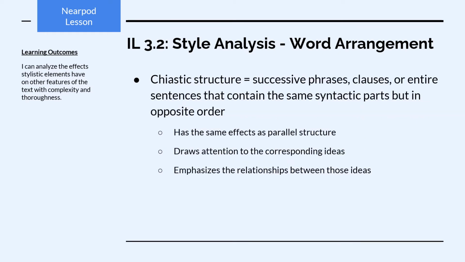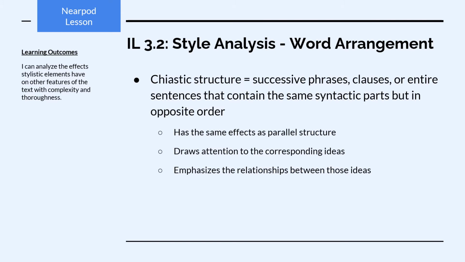In addition to parallel structure, also be on the lookout for chiastic structure. Chiastic structure is inverted parallelism. We also call it chiasmus. That's the name of the device. Chiasmus occurs when you have successive phrases, clauses, or entire sentences that contain the same syntactic parts, but in opposite or inverted order. It has the exact same stylistic effects as parallel structure.